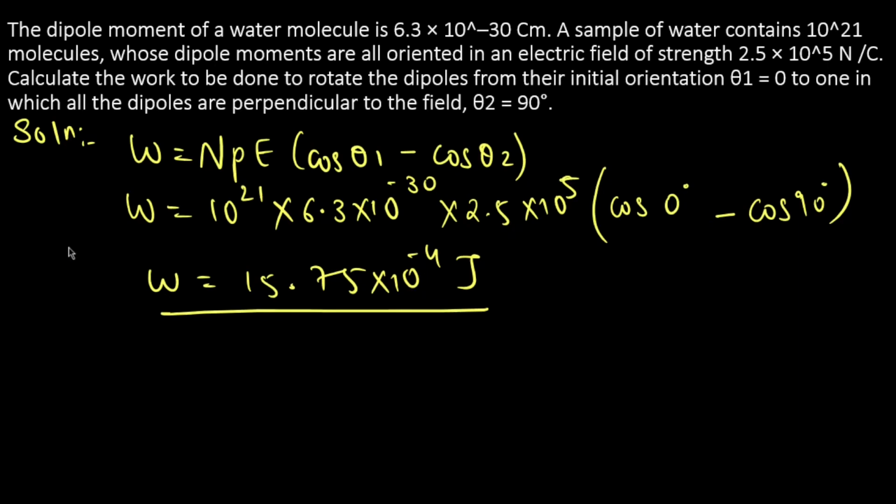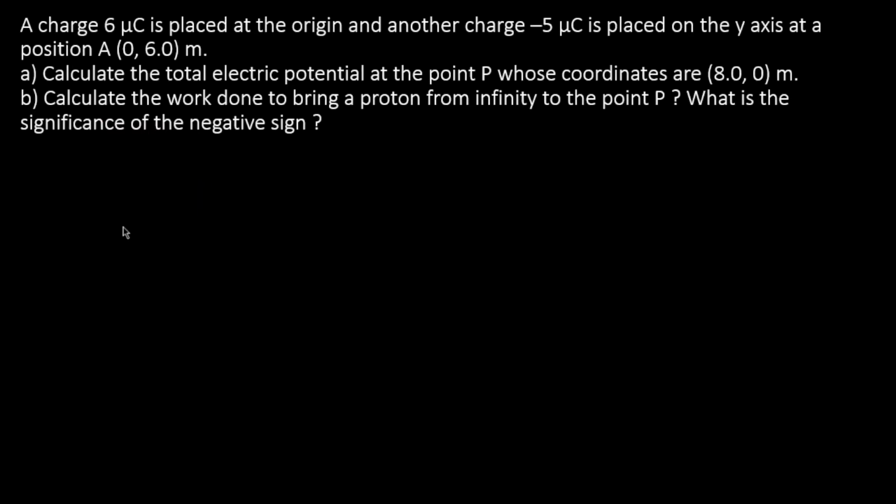Let's look at the next one. A charge of 6 microcoulomb is placed at the origin and another charge of minus 5 microcoulomb is placed on the y-axis at a position 6 meter above. So if this is the y-axis and this is the x-axis, one charge of 6 microcoulomb is placed at the origin and another charge is placed at a distance of 6 meter, that is the charge of minus 5 microcoulomb.